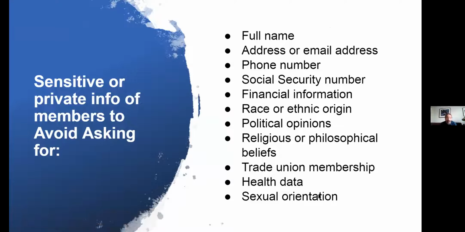So what should you not ask of people initially? Again, if it's a very specialized group, there are some groups that are actually into different types of philosophy, so those might be appropriate questions for that group. But obviously, some of this is common sense, like your social security number, why would you need that, right? So things that are very private: a person's health situation, sexual orientation, how much money they make, race or ethnic origin.